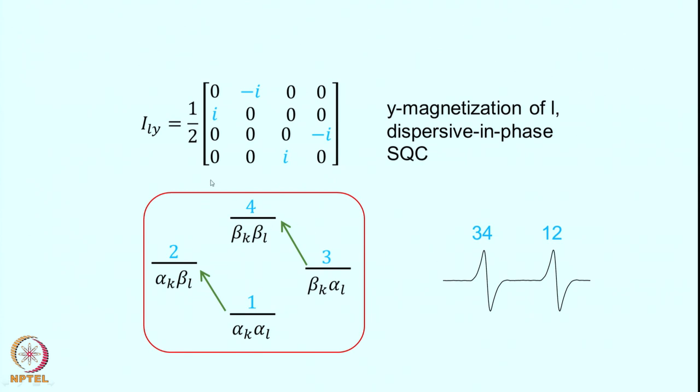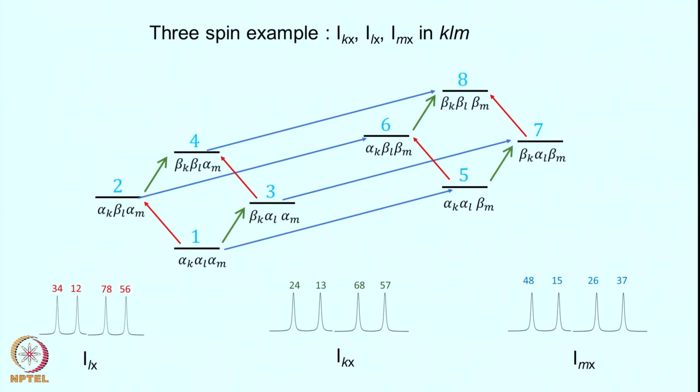So these two transitions are in phase, these are dispersive in-phase transitions. Similarly for LY, we have 1, 2 and 3, 4, and these are once again in-phase transitions, and that is because I have the same sign for this and this, right? Okay. So this is clear for the two spin system, how the individual elements of the base operators are to be interpreted. What is the information content in the different elements of the base operators? What do they represent? Now extend it to 3 spins.